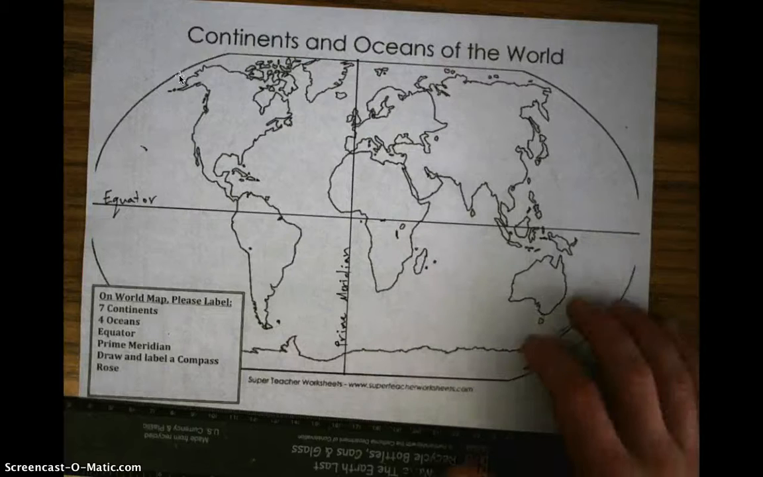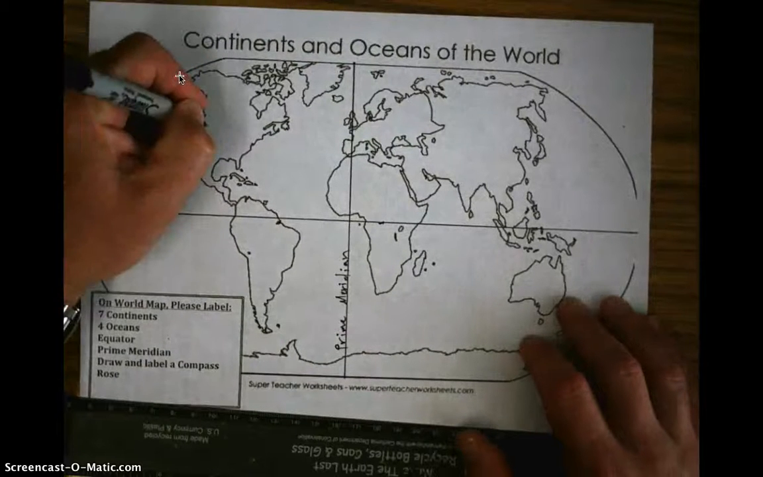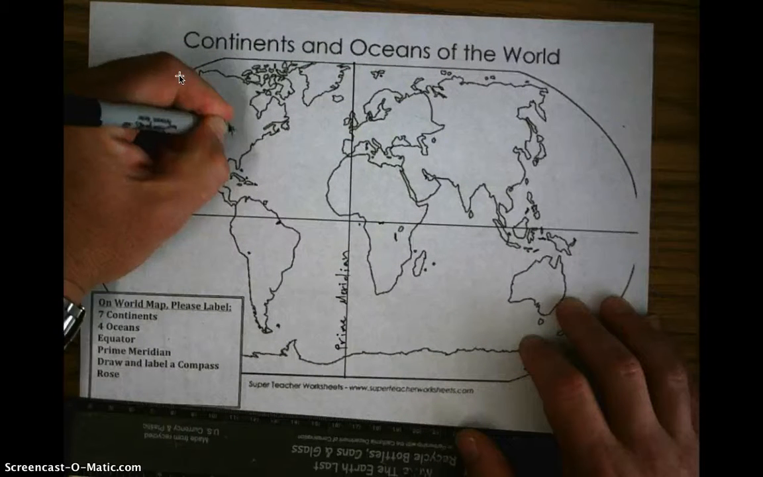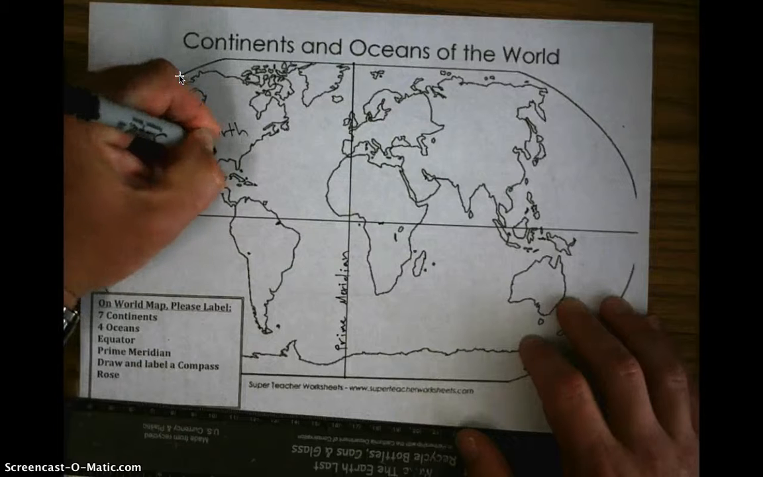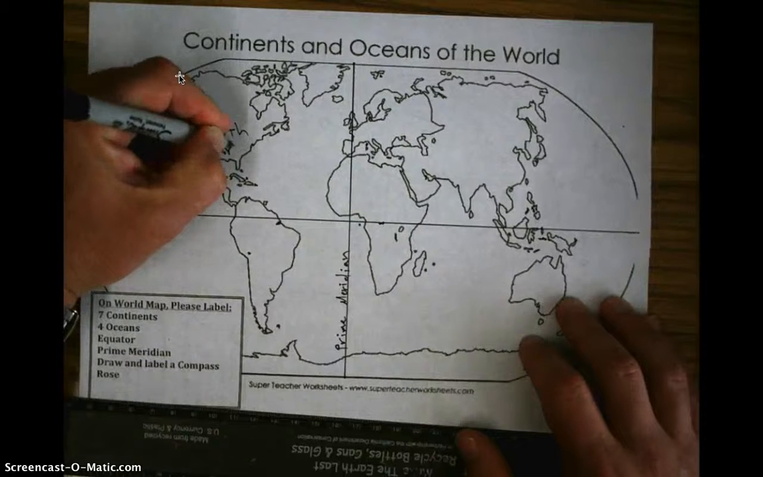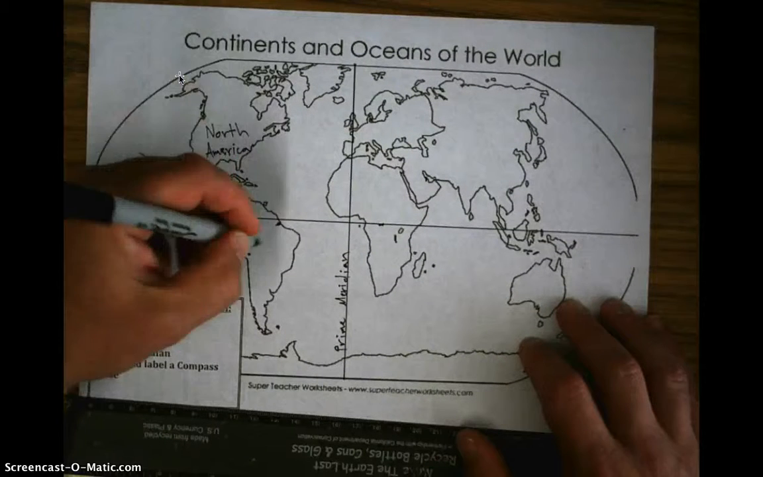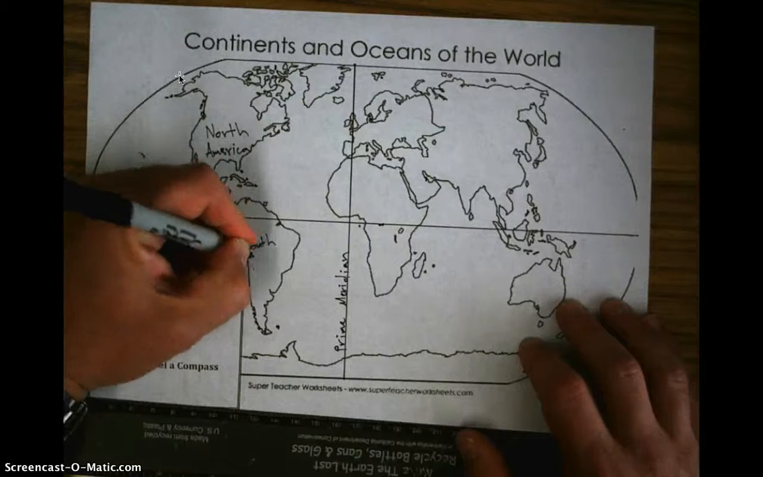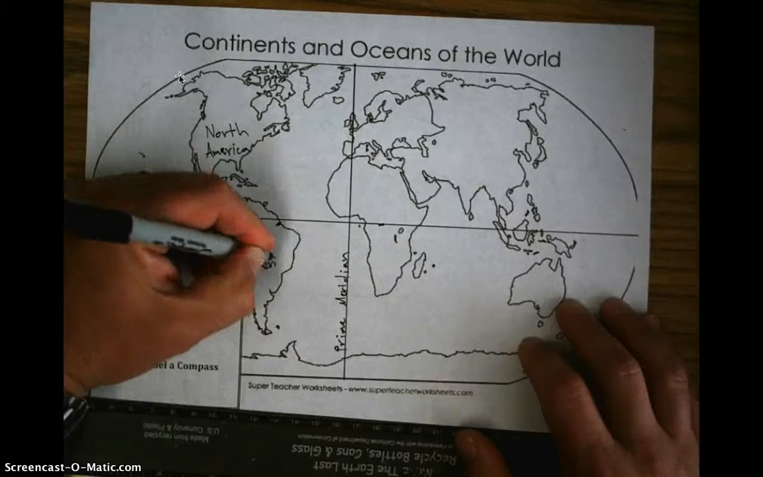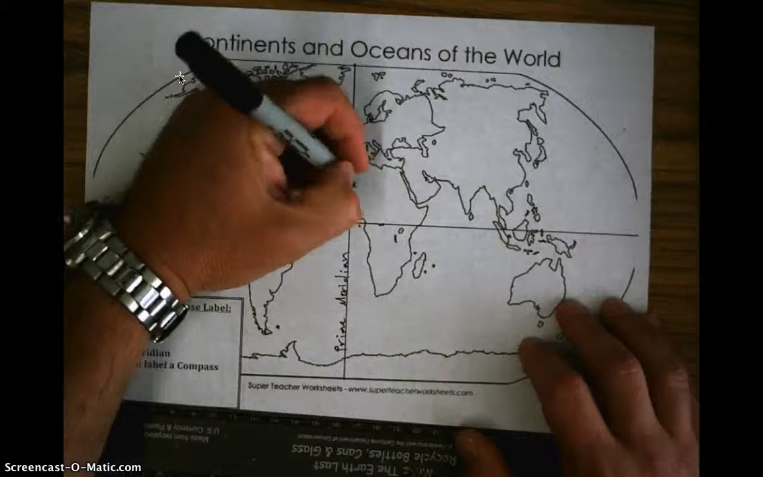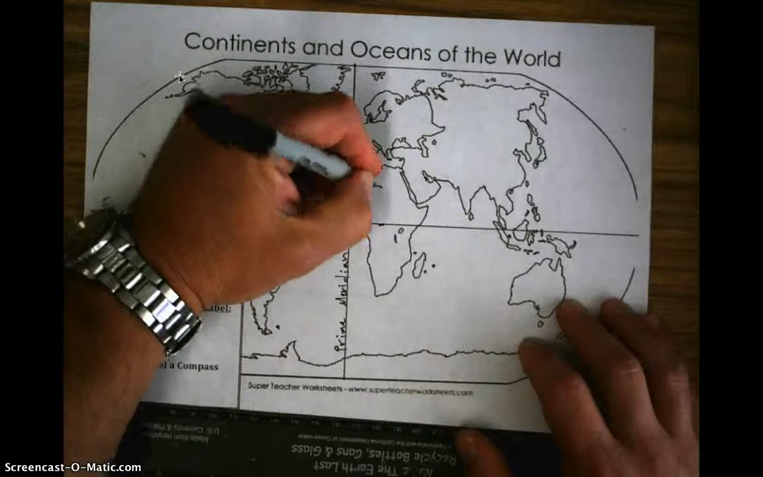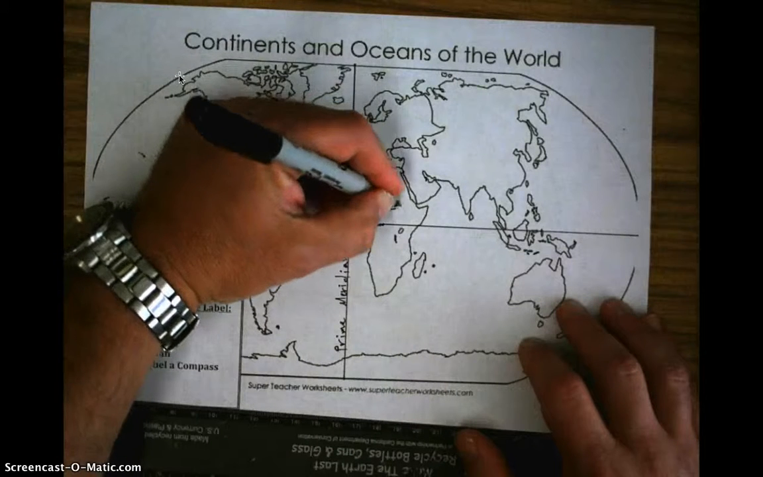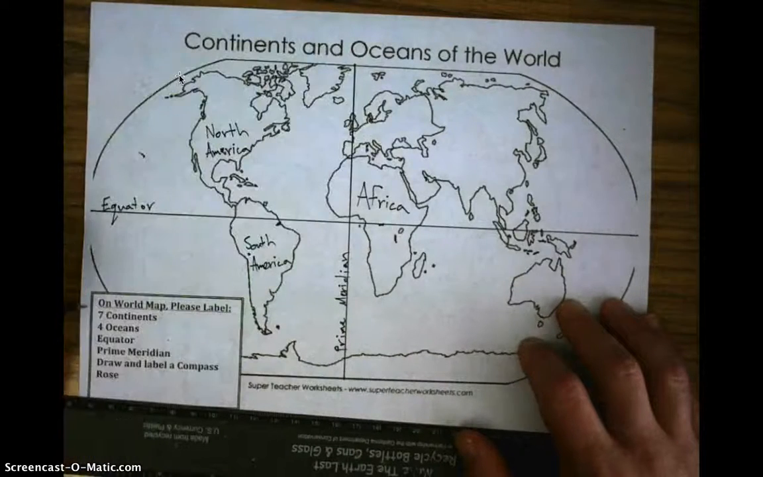Alright, so 7 continents. Here we go. North America. North America, where we live. South America, down to the south of us. We have Africa, right here at the center of our map. Large continent right there at the center.